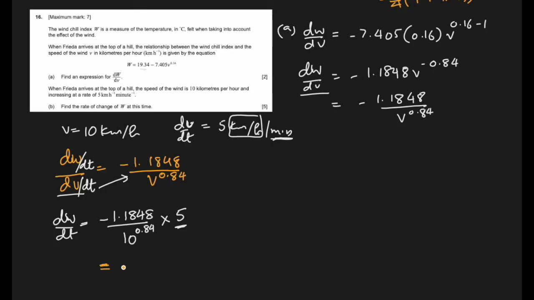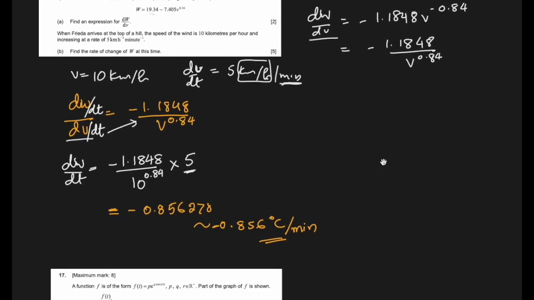What I'm getting here is negative 0.856278. Okay, I have to round it off to 3 significant figures, which will be negative 0.856. Okay, the unit of wind chill was degrees Celsius per minute. That means this wind chill is reducing. The temperature is reducing at this rate.